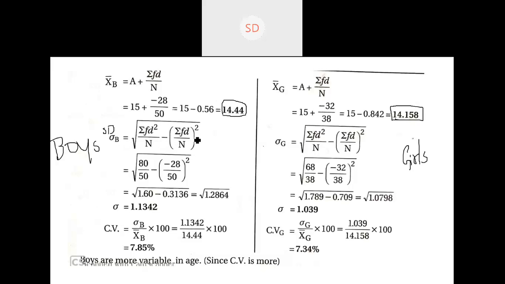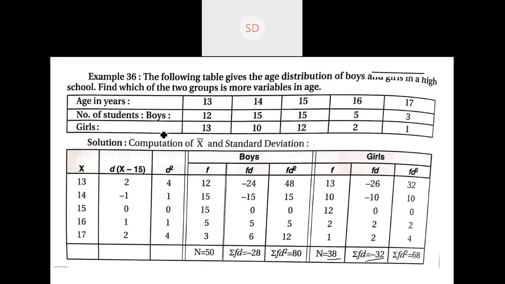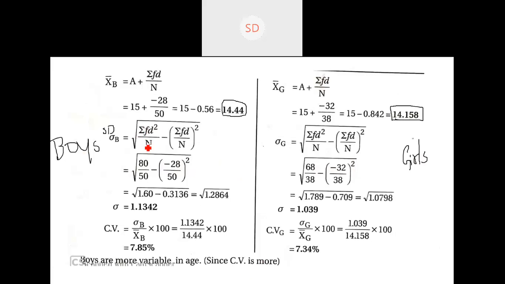For boys, FD square which we calculated is 80. So 80 is the total calculation for boys here, and FD is minus 28. So FD square is 80, N is 50, FD is minus 28. Be very careful again here, and N is 50. We took all of this data from the calculation of the table.